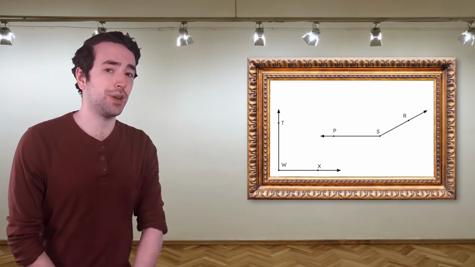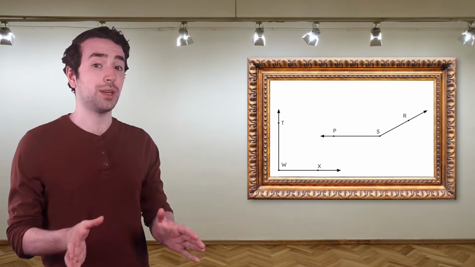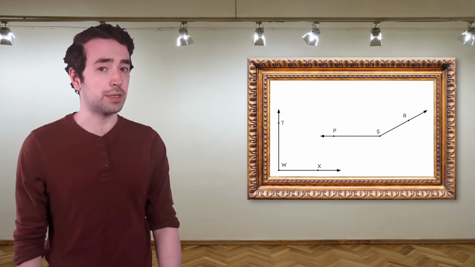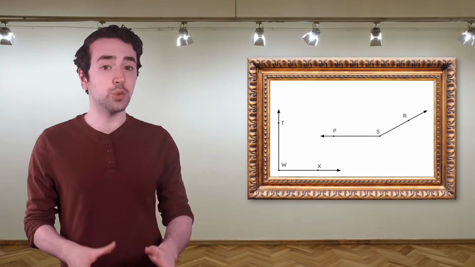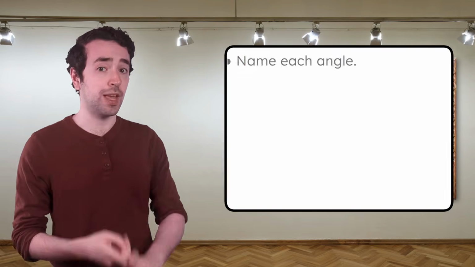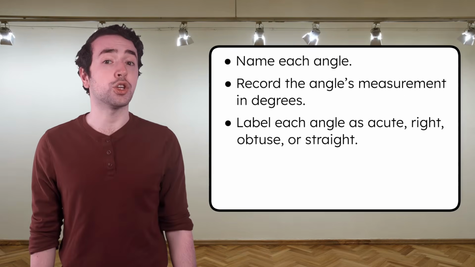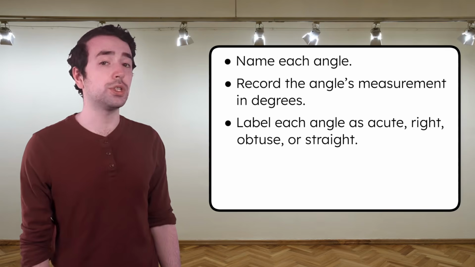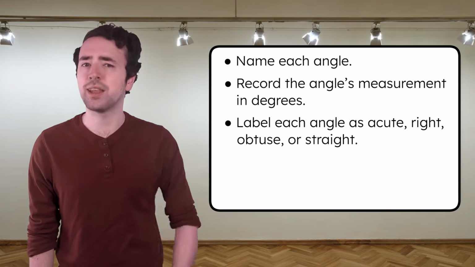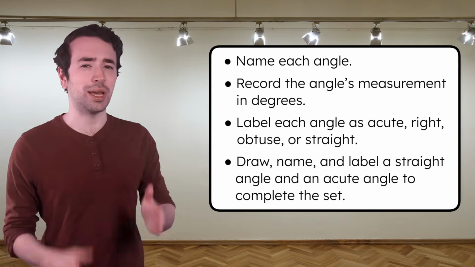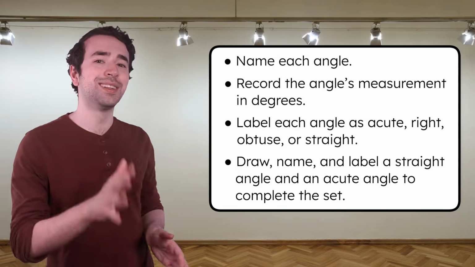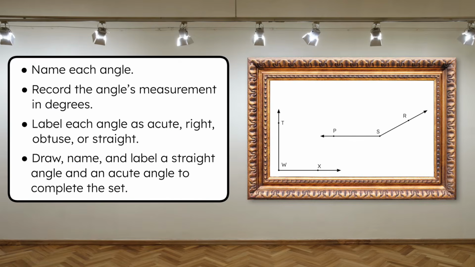Our next curator challenge is working with angles. There are 2 angles shown in this display. Our job is to measure each one using a protractor. Name the angle, record the angle's measurement in degrees, and label it as acute, right, obtuse, or straight. Then draw, name, and label a straight angle and an acute angle to complete the set. Pause the video here and record your thinking.